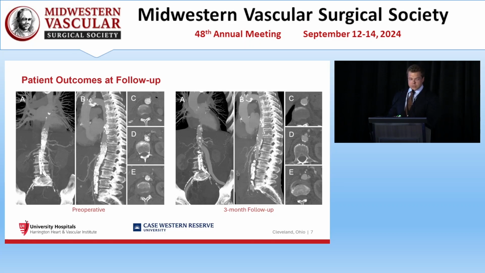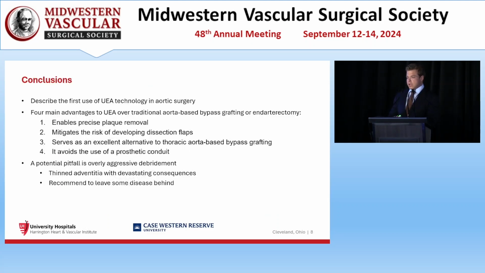This is especially appreciable when you compare the post-op CT on the right to the preoperative on the left. To quickly conclude, we present the first use of ultrasonic emulsification aspiration in aortic surgery. There are 4 main advantages to this technology. First, it enables plaque removal. Second, it mitigates the risk of developing dissection flaps.